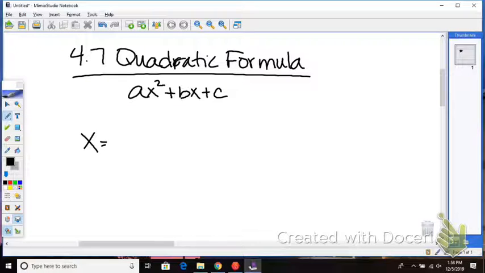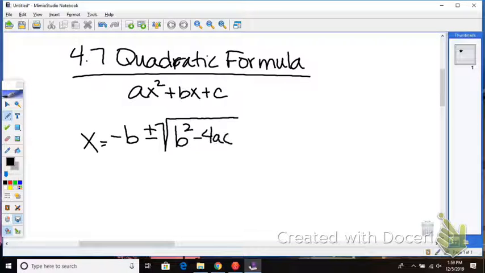So here is the quadratic formula I want you to write down. I'm going to try my hardest just to say it and not sing it the first time because I know it as a song. So it's x equals negative b plus or minus the square root of b squared minus 4ac all over 2a.